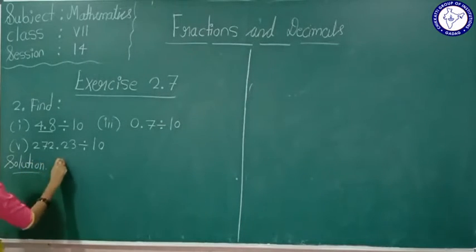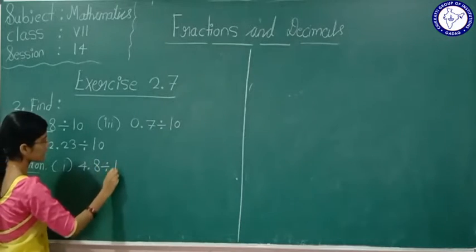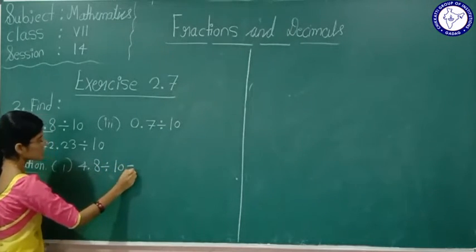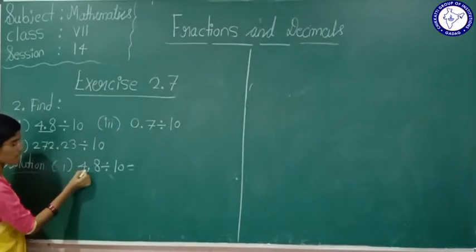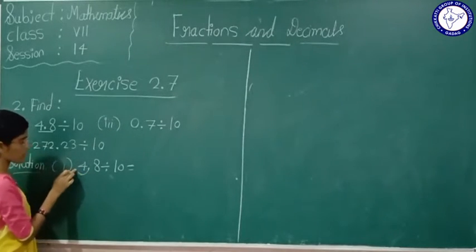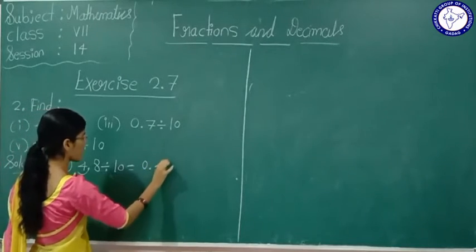So first one, what is given? 4.8 divided by 10, right? So just shift this decimal point to the left by one place. What will it become? The point will come here. It will be 0.48.